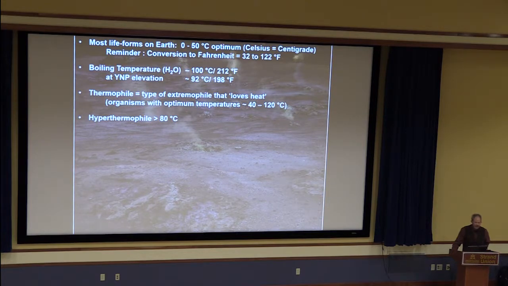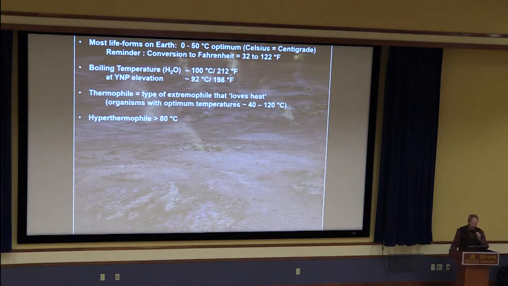Interestingly, I was looking, I didn't know this, but Celsius is the name of the guy that actually invented the Celsius scale, and originally he had it from 0 to 100, but 0 was boiling. No kidding. And 100 was freezing. Very interesting. Well, that's a side note. At YNP elevation, 92 centigrade is boiling and 198 Fahrenheit. So the higher elevation, you get a little lower boiling temperature.